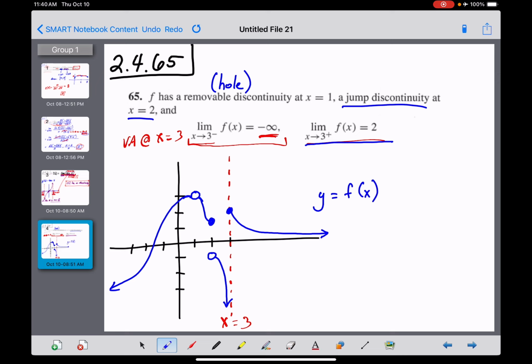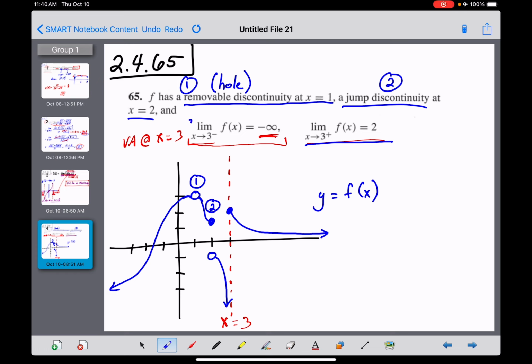and let me just double check now that it does everything that it needed to. We were supposed to have a removable discontinuity or a hole at 1, and I think I've got that part right here. The second thing I guess I could have labeled that number 1. The second thing I was supposed to have was a jump discontinuity at x equals 2, and sure enough, my left-hand limit and my right-hand limit are different values.